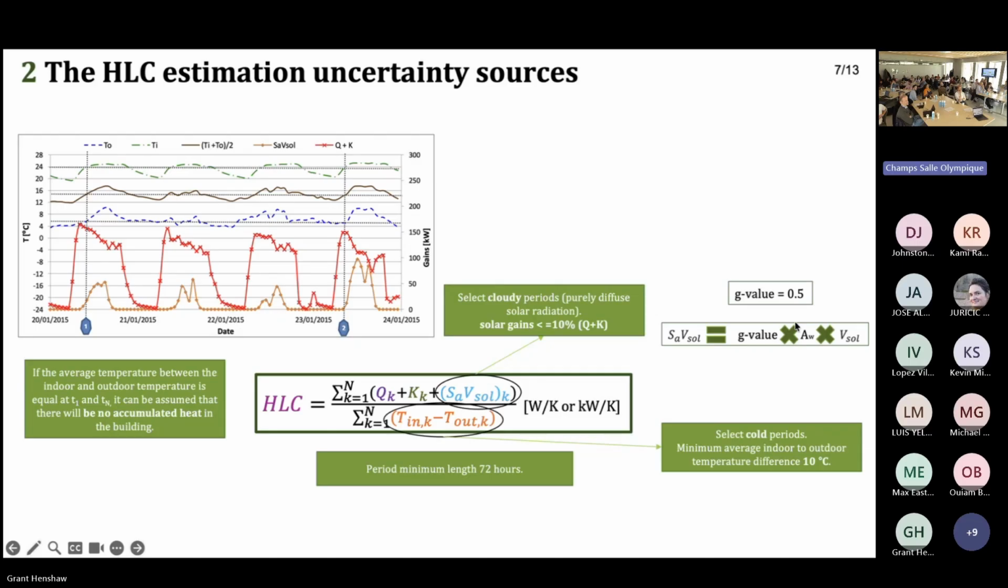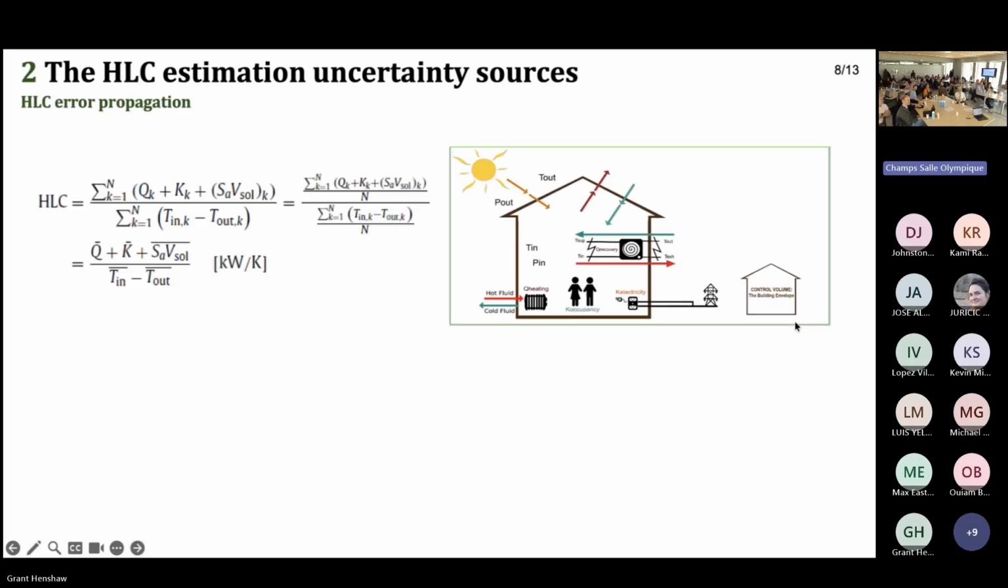Heating gains are very easily measurable with a calorimeter, and electrical gains with wattmeters, very accurately. Cold and cloudy periods are very common in Europe, even in Bilbao, Spain, which is much sunnier than many countries that you have. If you take all these types of periods, you could measure it quite accurately.